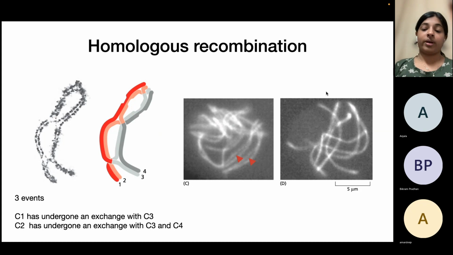So these events can be captured by fluorescent tags, and here we can see, marked by the red arrows, homologous recombination still happening. The two sister chromatids are present very close to each other. But here in D, we can see that this has been completed and they have again disassembled and they are all randomly located.